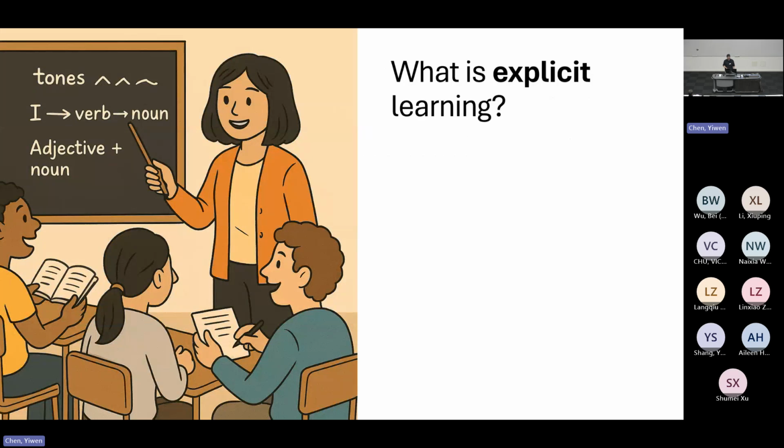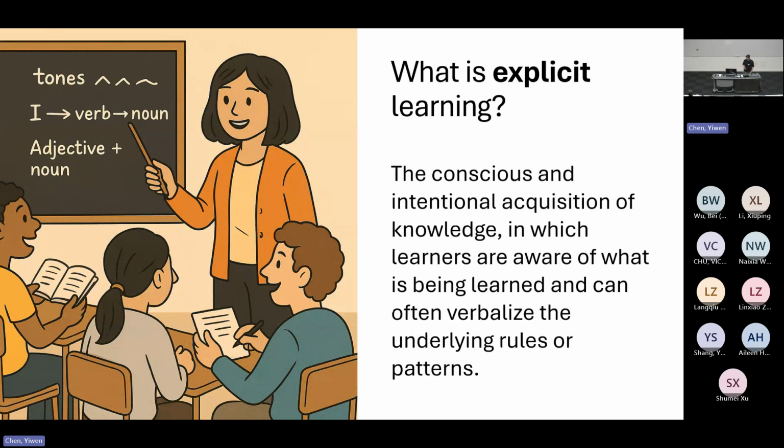So implicit learning is usually contrasted with explicit learning. Explicit learning is a different type of process. Here we're talking about intentional acquisition of knowledge. So this is when students sit down and they consciously try to memorize rules, they try to discover rules, for example. And here learners are aware of what is being learned. So it's when we tell students what they're supposed to learn. And often, as a result of this process, learners are able to explain the rules that they've noticed. A classic example of explicit learning and explicit knowledge is grammar rules in the classroom.